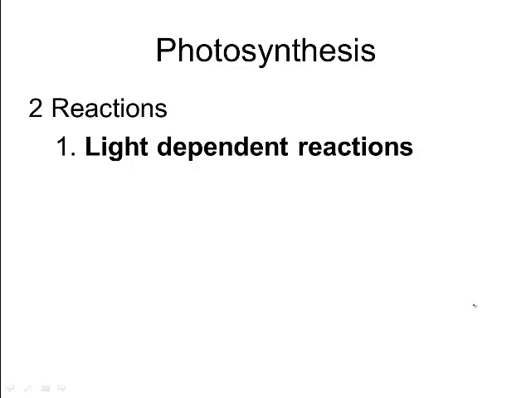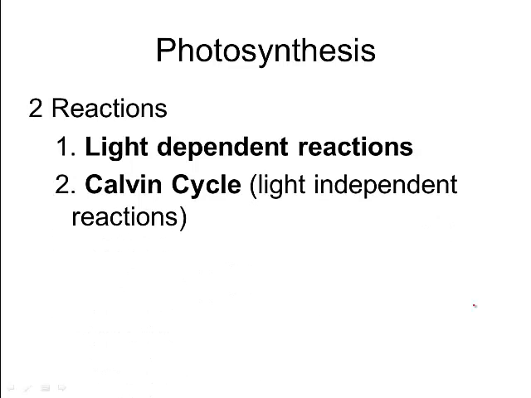Okay, this is now the second podcast on photosynthesis for Standard 2.4. In this podcast, we're going to take a look at the two reactions that occur during the process of photosynthesis. These are called the light-dependent reactions and the light-independent reactions, which are also known as the Calvin cycle.